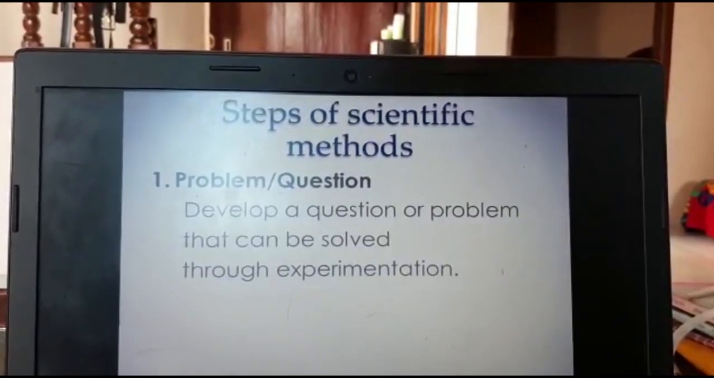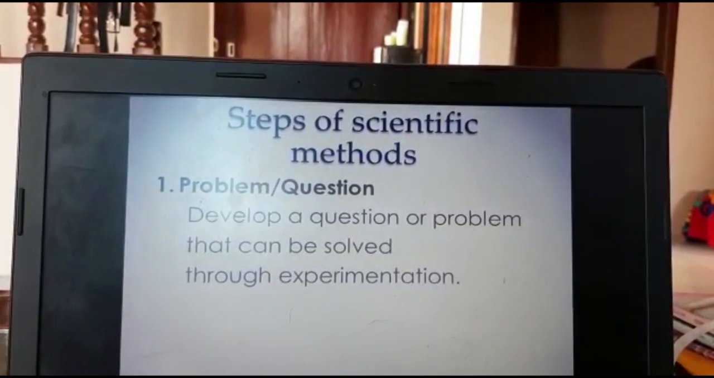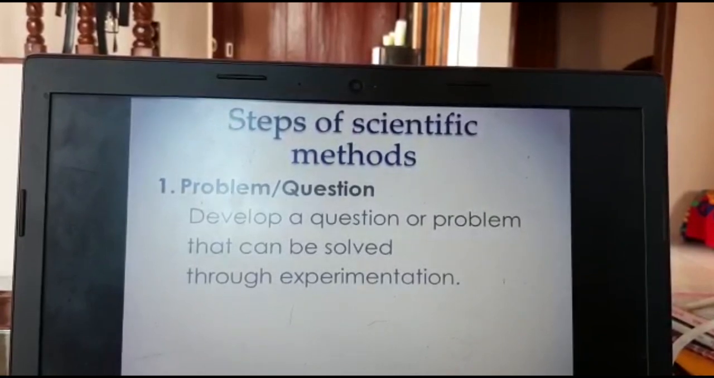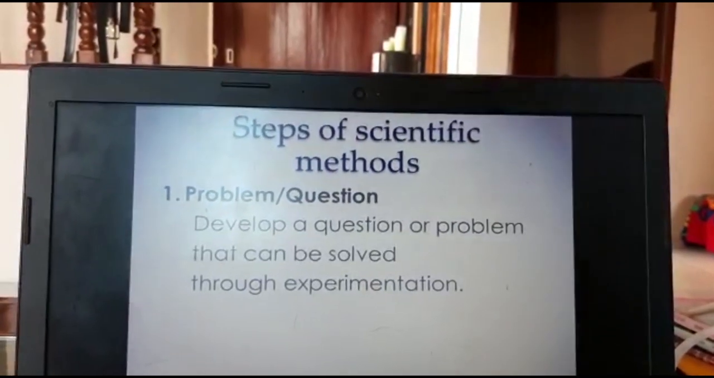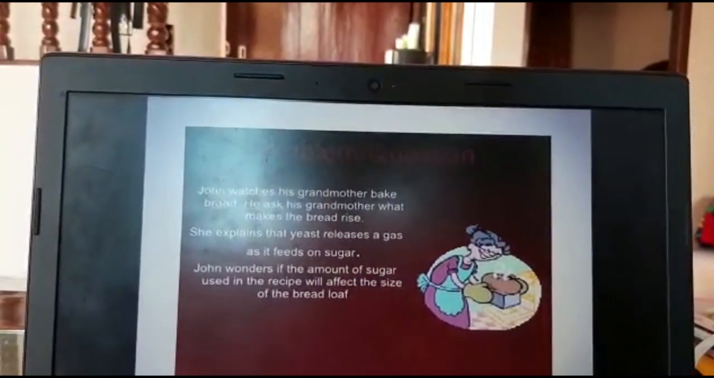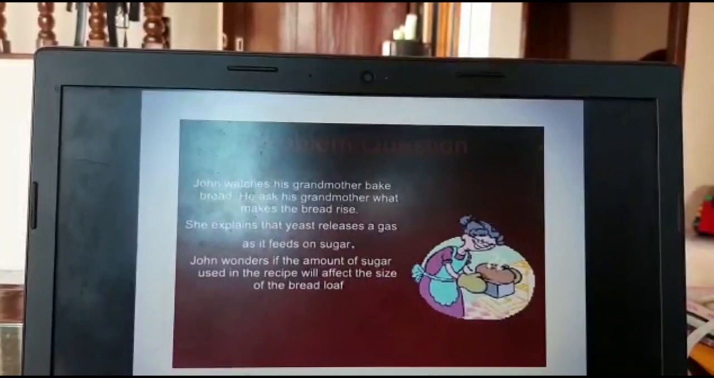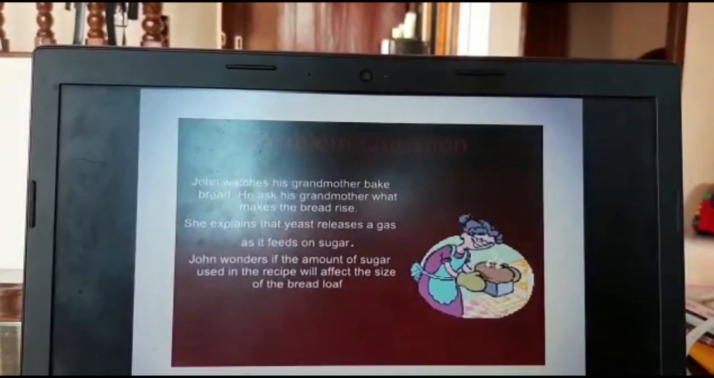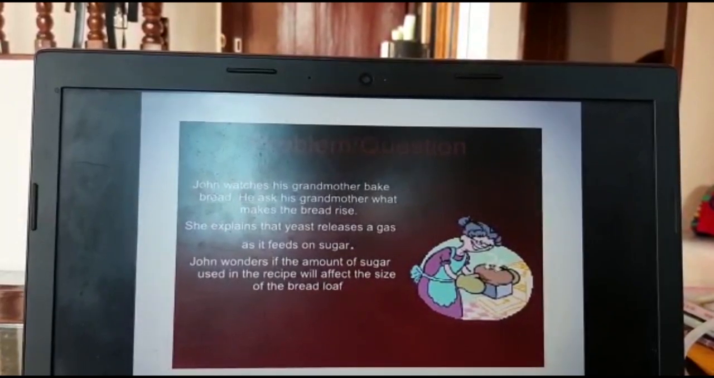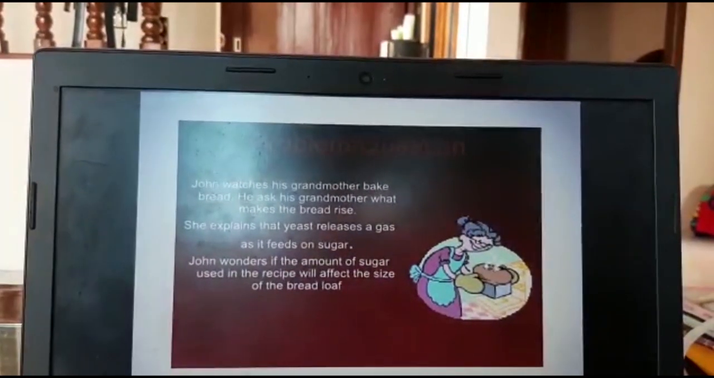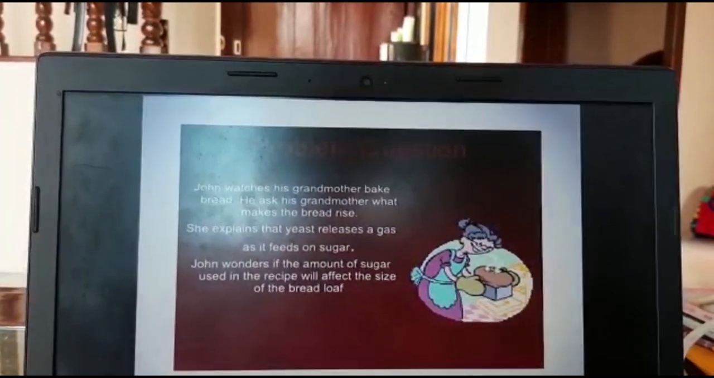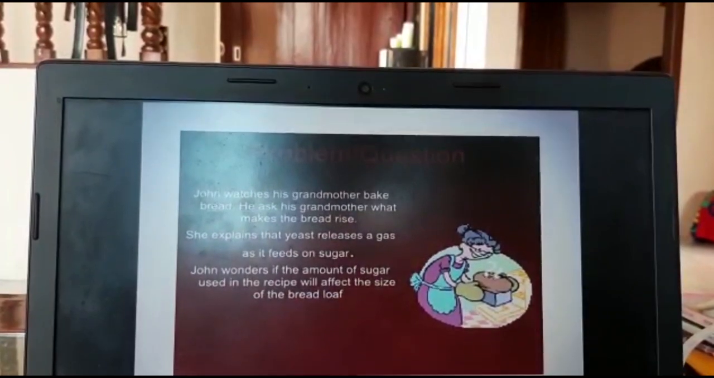The first step is problem and question. Develop a question or problem that can be solved through experimentation. For example, John watched his grandmother bake bread. He asked his grandmother what makes the bread rise. She explained that yeast releases a gas as it feeds on sugar. John wondered if the amount of sugar in the recipe will affect the size of the bread loaf.